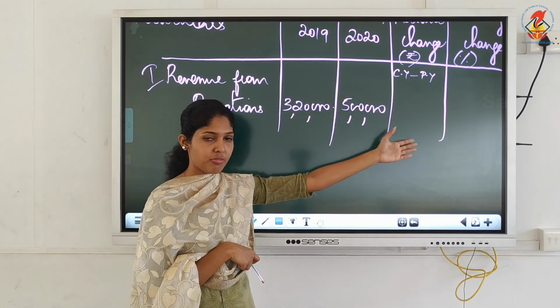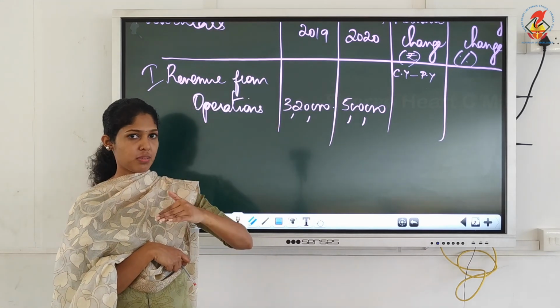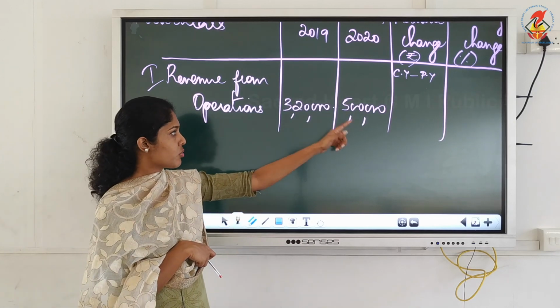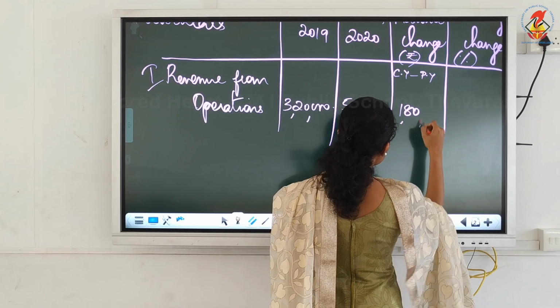Sometimes you will get a negative figure, sometimes you will be getting a positive figure. So always do current year minus previous year. It's how you have to compare. So 5 lakhs minus 3,20,000. This 1,80,000 we will write as absolute change.